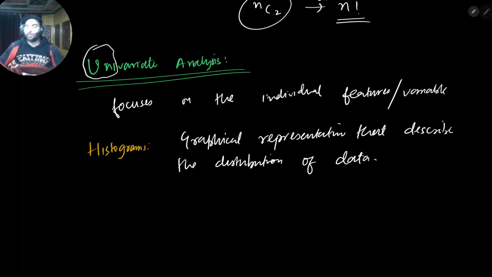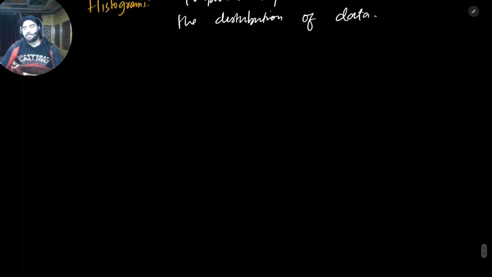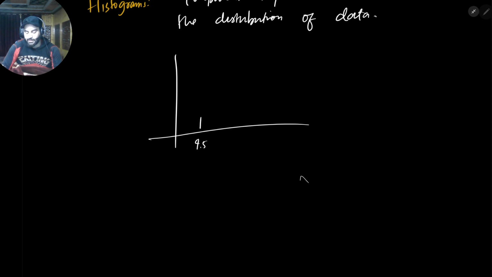So why is it important? Now I told you that this comes under univariate analysis. So if you want to see the number of flowers that are setosa and which have, let's suppose, a sepal length of 4.5, how many flowers have a sepal length of 4.5, how many flowers have a sepal length of 5.5, you want to count the flowers and see it in a visual format. For that, you can use the histogram.